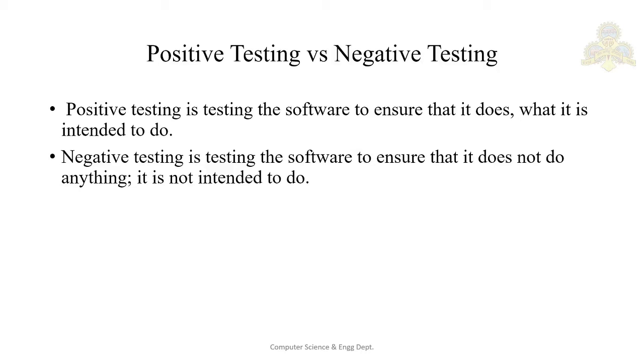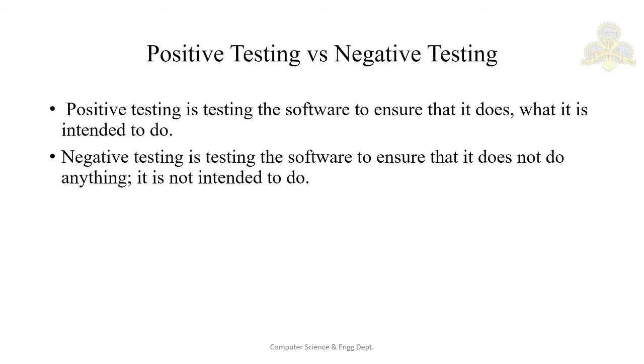Positive testing ensures that the software will do its task, whatever it is intended and supposed to do. That is positive testing. Negative, in the sense, ensures that it won't do any such task it is not supposed to do.